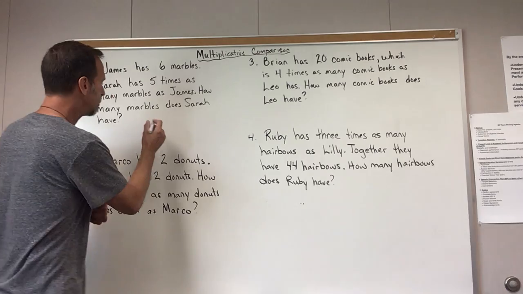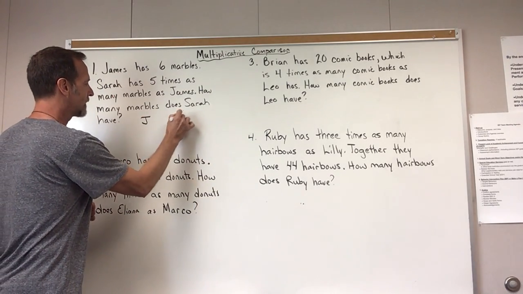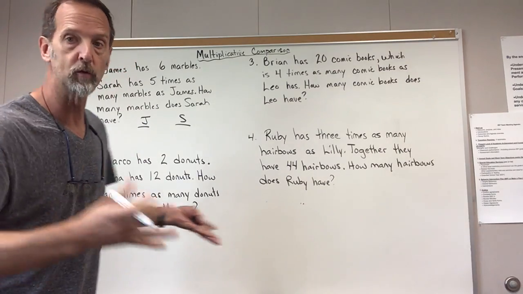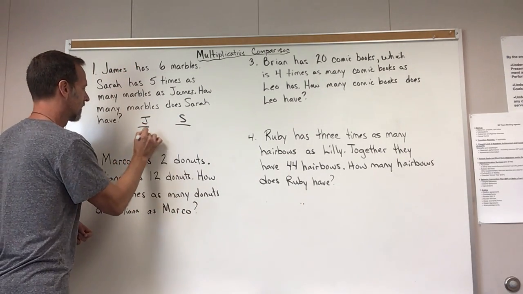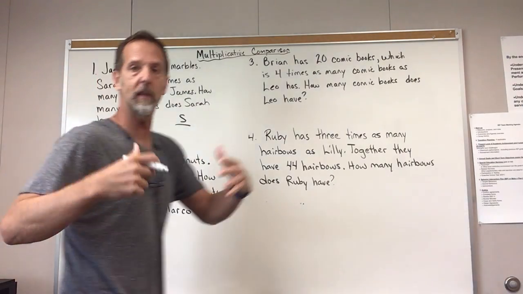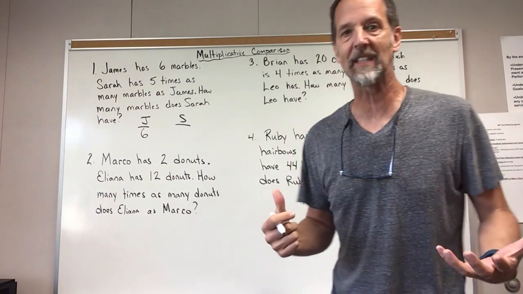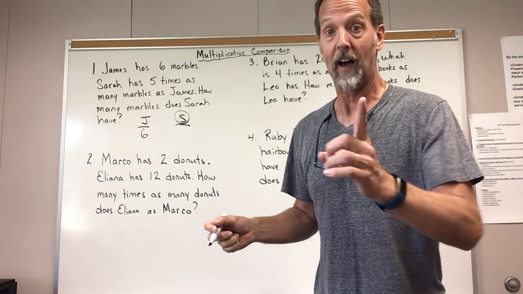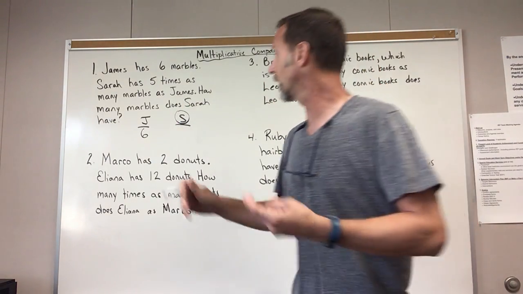So I have James and I have Sarah. Who do I know from the problem? Who do I know? I know James. James has 6. Okay? Sarah has more than him. So who's going to be the big number? Is it going to be James or is it going to be Sarah? Sarah is going to be the big number. Do I know what it is? I don't, do I?